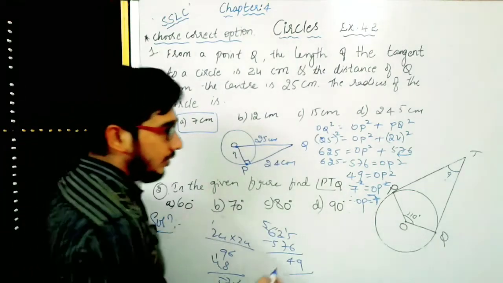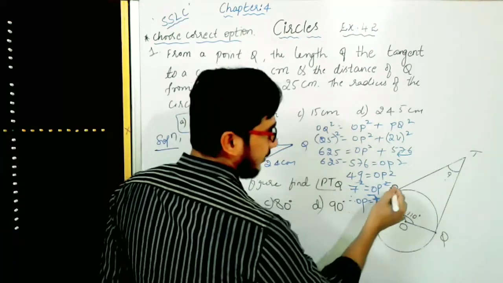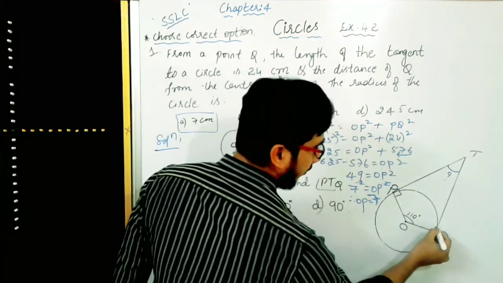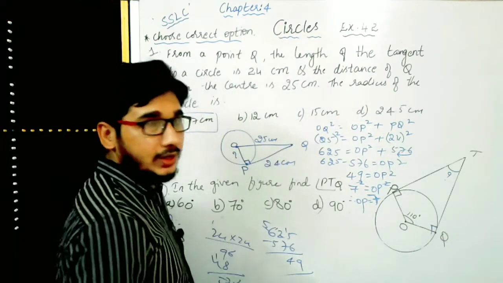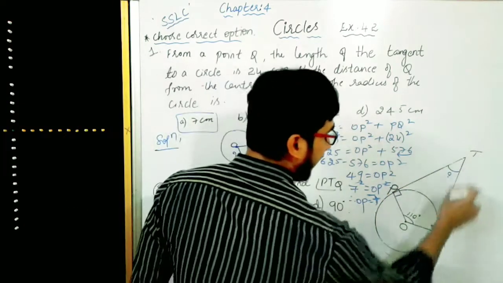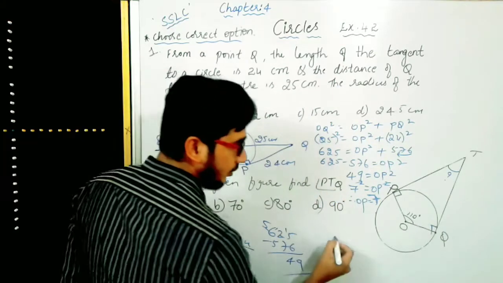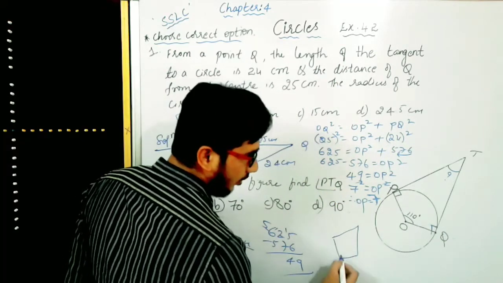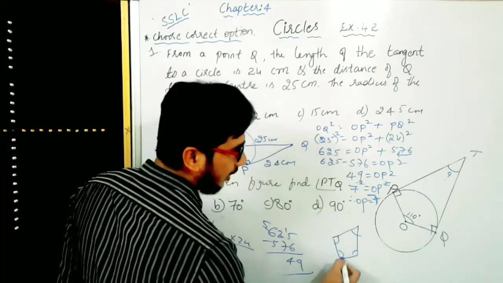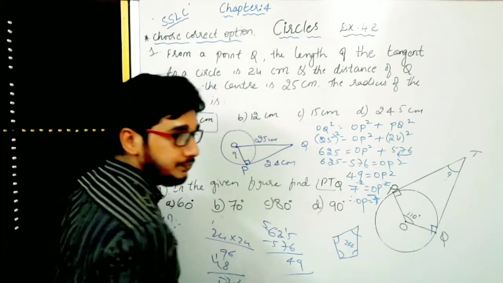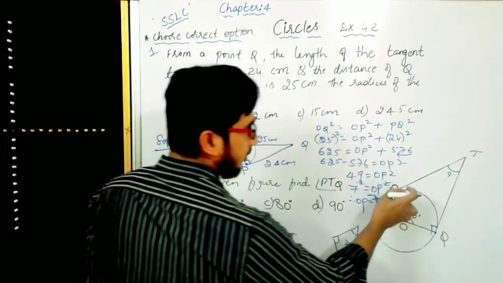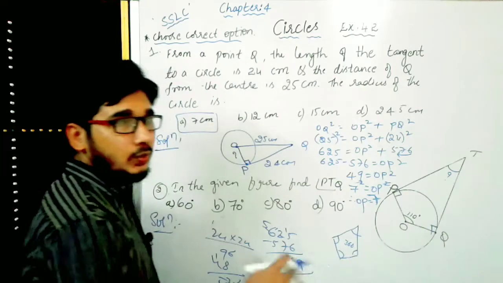Just simply, this is the radius and this is the tangent. This is 90 degrees and this is also 90 degrees. Okay, this is a quadrilateral, a four-sided figure. The sum of all the angles of a quadrilateral is equal to 360 degrees. So this is 90 and this is 90, which means 180.